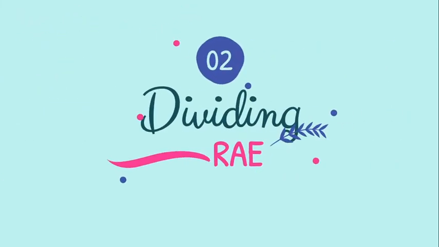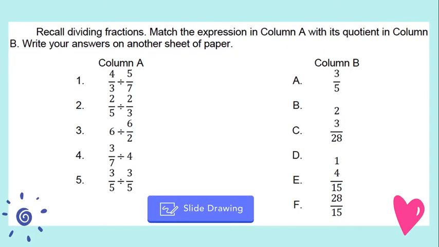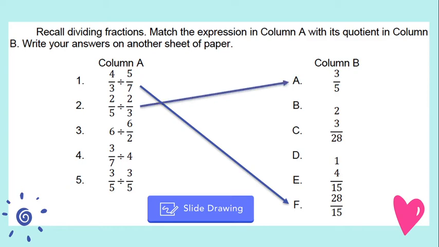So let's now proceed to dividing rational algebraic expressions. Let's have a short review. Match again expressions in column A with quotients in column B. For column A, number 1, we have 4 over 3 divided by 5 over 7. What is your answer? The correct answer is letter F, that is 28 over 15. Next, number 2, 2 over 5 divided by 2 over 3. What is your answer? The answer will become 3 over 5.